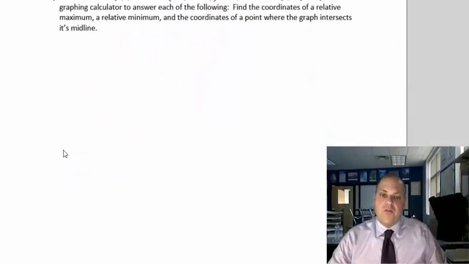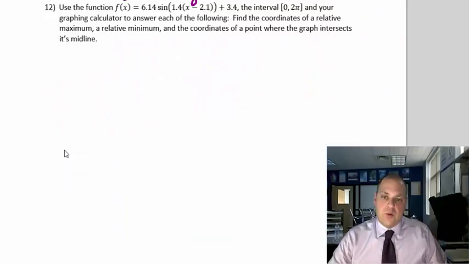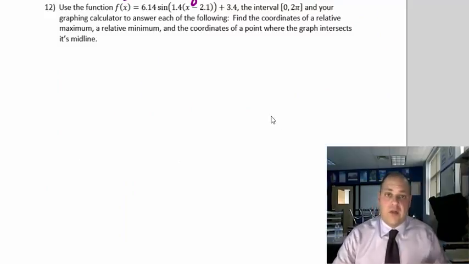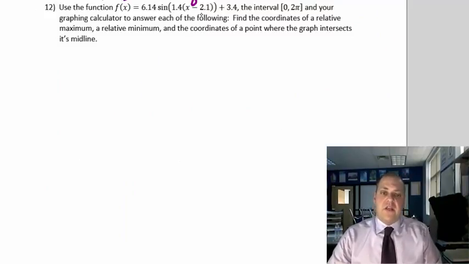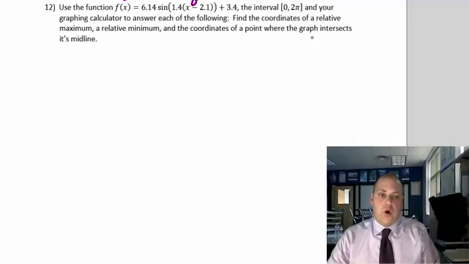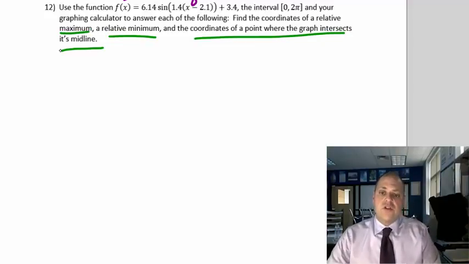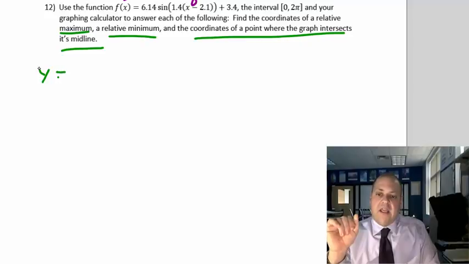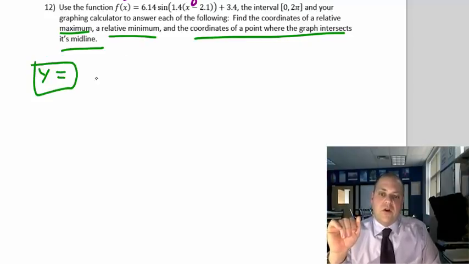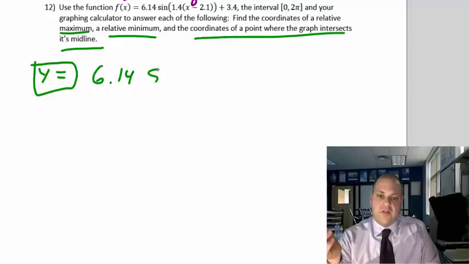Now, number 12 is a graphing calculator one. Hopefully you did it in class because you probably don't have one at home. Basically, you're finding your max, your min, and your zeros where it hits the midline. Those are the zeros. So I'm going to tell you the keystrokes here. You're going to go y equals, then type in the equation, 6.14 sine 1.4. Literally type it in exactly how you see it.